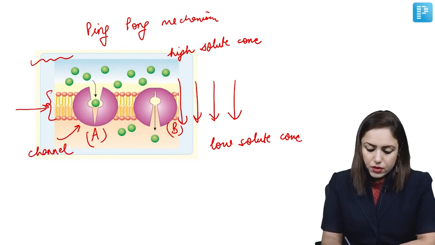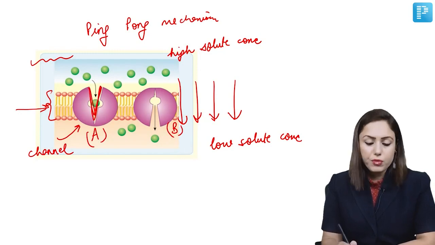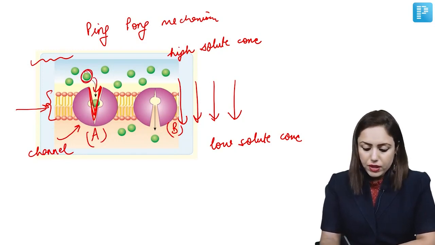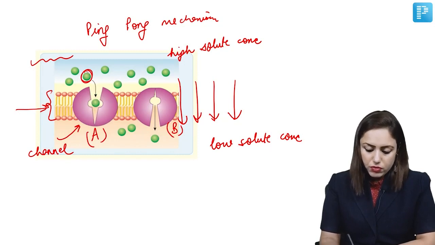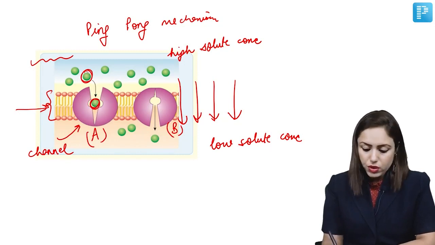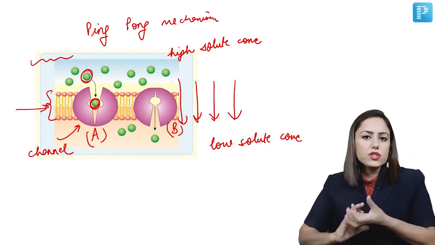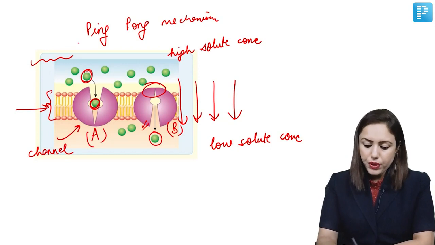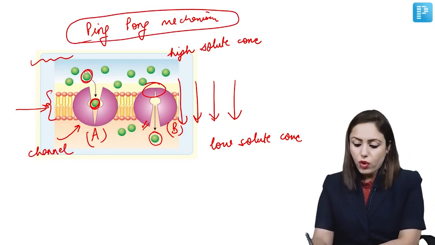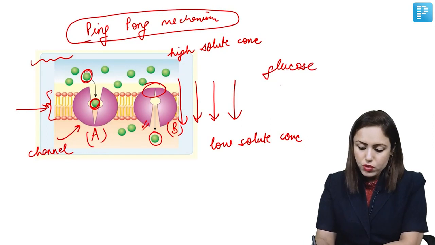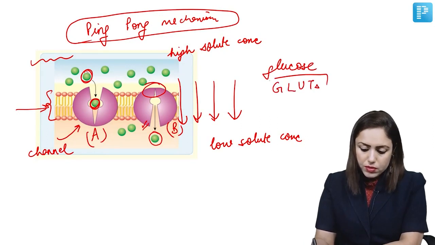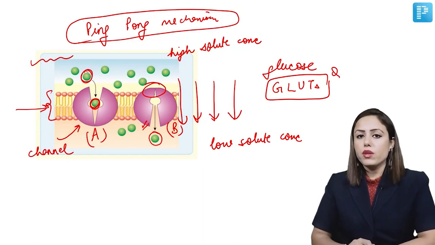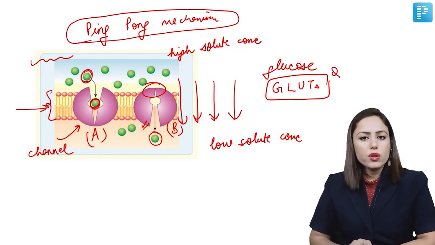In image A, the opening is towards this side of the membrane when the solute is coming inside, okay? Then once this solute comes and gets attached here, the protein changes its conformation and now this side is closed and this side is open and the solute is released here, okay? So this is ping pong mechanism that is followed in case of glucose transporters, GLUTs, okay? So GLUTs is also very, very important topic. Do watch the video on GLUTs.